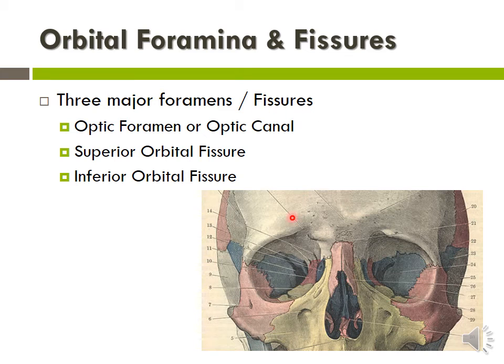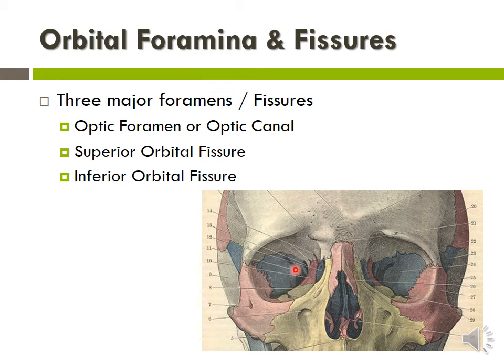Okay, when you look at the orbit, it is not a fully closed one. There are openings here, right? And we already discussed an opening here, that is the optic canal or optic foramen, through which the optic nerve is going out. Okay, there are a couple of other openings also. You can see one opening here, and you can see a small opening here.